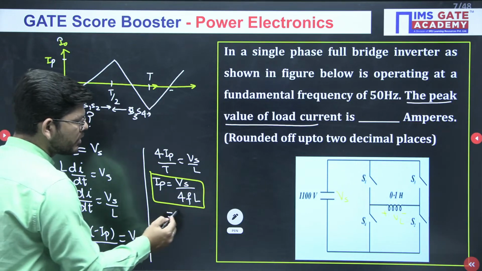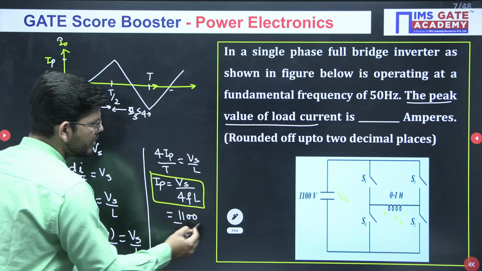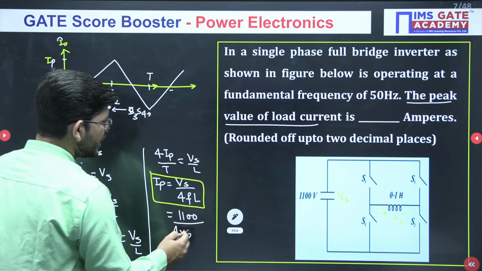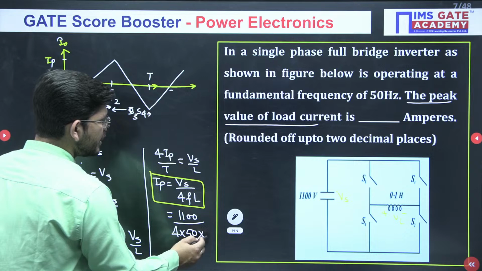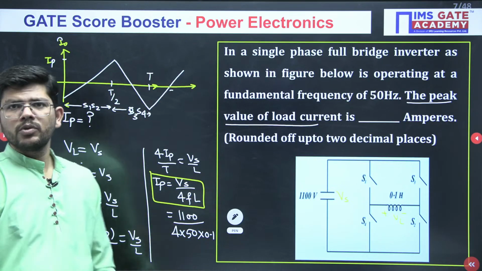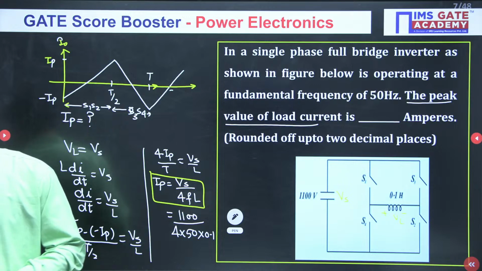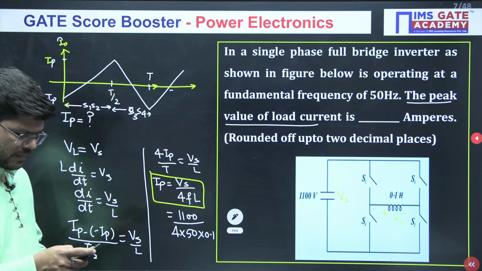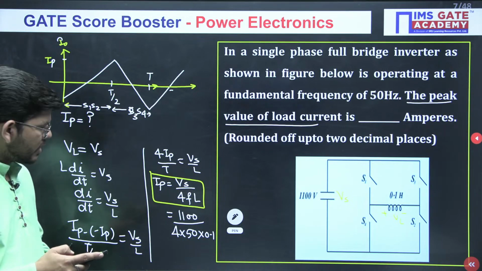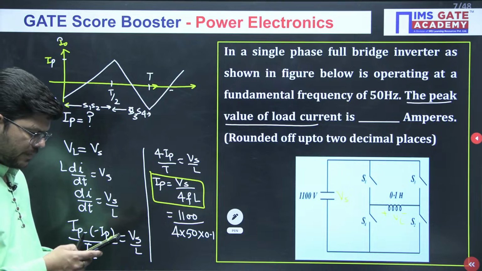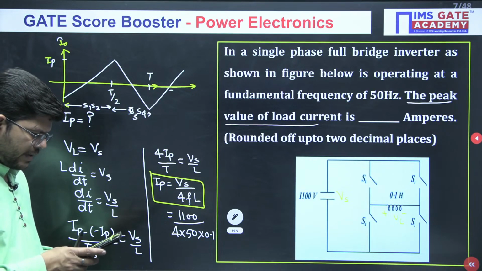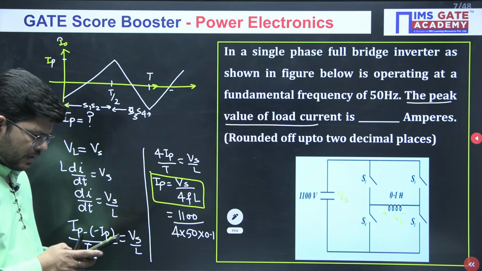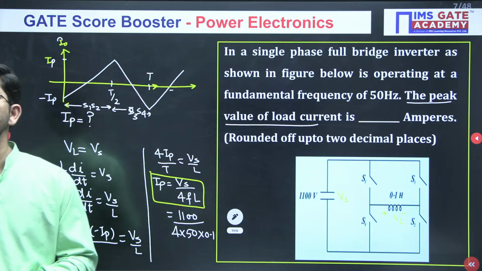Now once you put the values, Vs is 1100, divided by 4 into the frequency, which is 50 Hertz, and the value of L is 0.1. Have you solved in the same manner? What answer are you getting? I think I am having the wrong answer because I have taken different data. Once you solve this expression, you will have 1100 divided by 20. So 55 is the right answer, which Aryan has got.